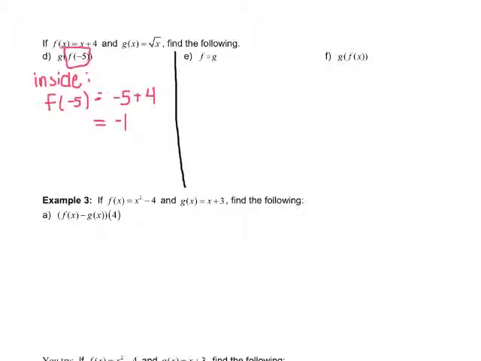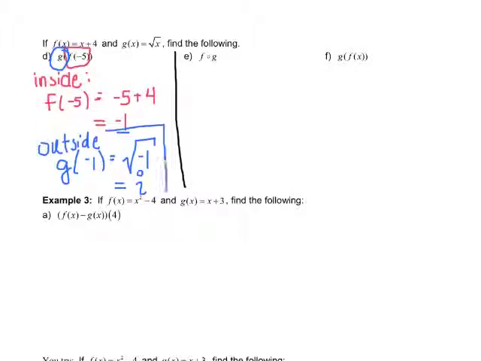So now when we do the outside, the outside is a g. So I'm going to plug in g, and I'm going to use that number I just found here of negative 1. So now I'm going to my g function, and instead of x, I have negative 1. So square root of negative 1. We haven't talked too much about this, so if you left it as this answer, that's fine. If you happen to recall that that's actually i for imaginary, that's fine too. I would have accepted either one of those answers.